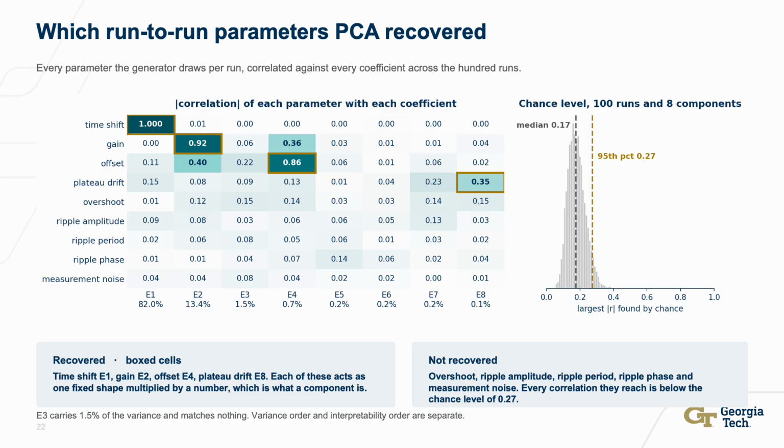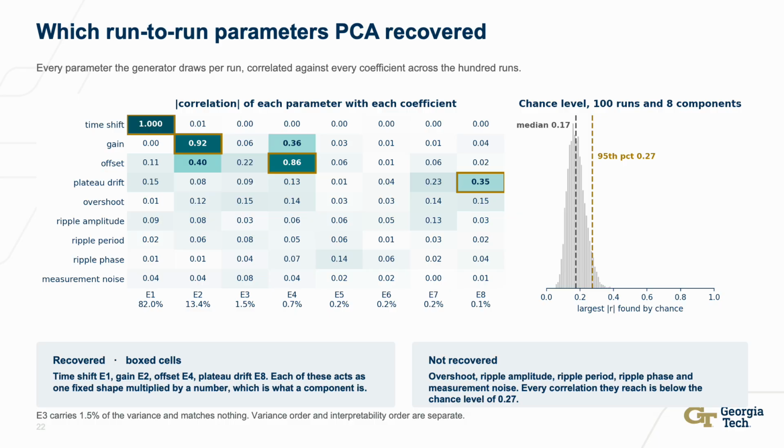5 do not: the overshoot, ripple amplitude, ripple period, ripple phase, and the measurement noise. Nothing they touch gets above 0.16. There is a reason for this, and it is structural. PCA finds directions. A parameter becomes a single component when its effect is one fixed shape multiplied by a number. Time shift is, to first order; gain is; the additive offset is. Ripple phase is not, because shifting a phase rotates the waveform rather than scaling it, and PCA needs at least 2 components to represent it. Noise has no fixed shape at all.